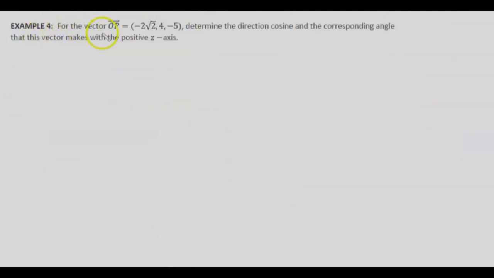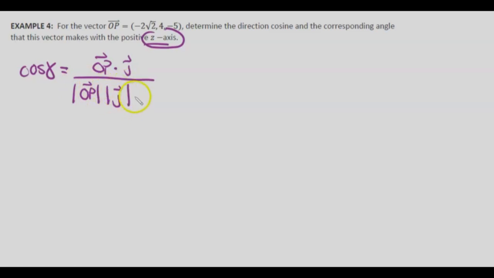All right, example 4. For the vector OP, determine the direction cosine and corresponding angle that this vector makes with the positive z-axis. Here's the thing. I'm going to provide the actual equation. So we're going to go vector OP dot vector k, and that's going to be over the magnitude of OP times the magnitude of vector k.